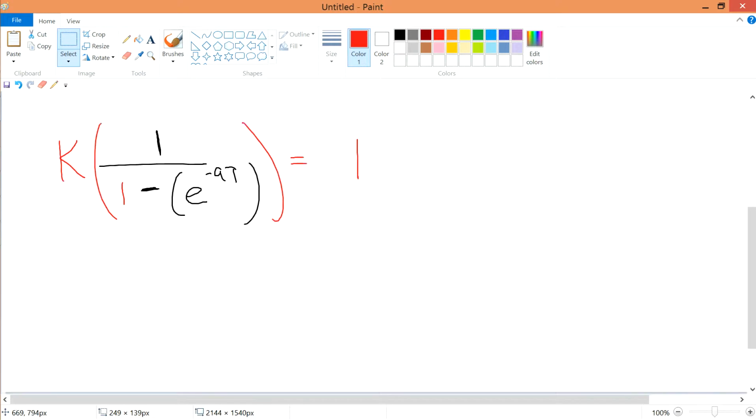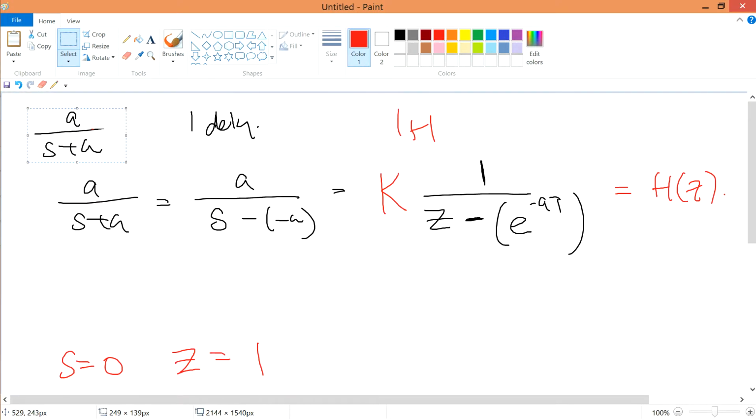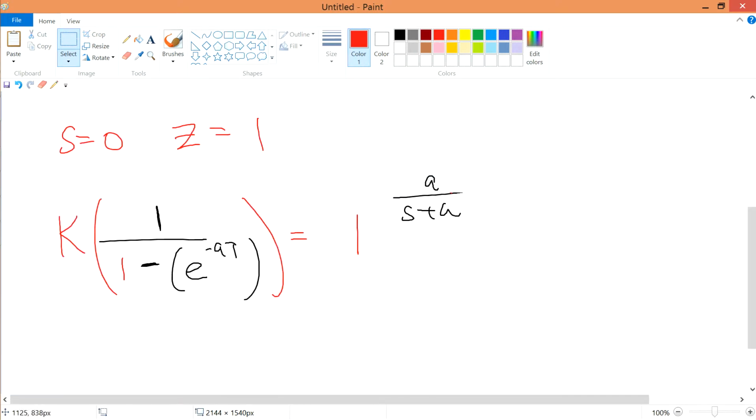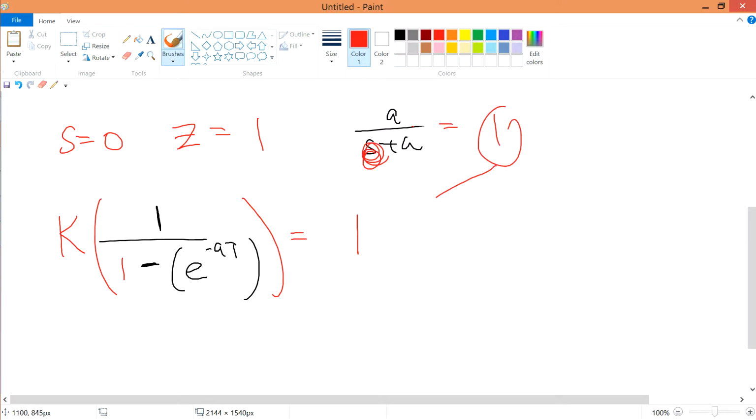So I hope that this is pretty clear. And then you take this thing, you sub in s equals 0. Then you have a over a equals 1. So this thing will be over here. I hope that this is pretty clear, although I think it's a bit unclear over there because I'm rushing my time.